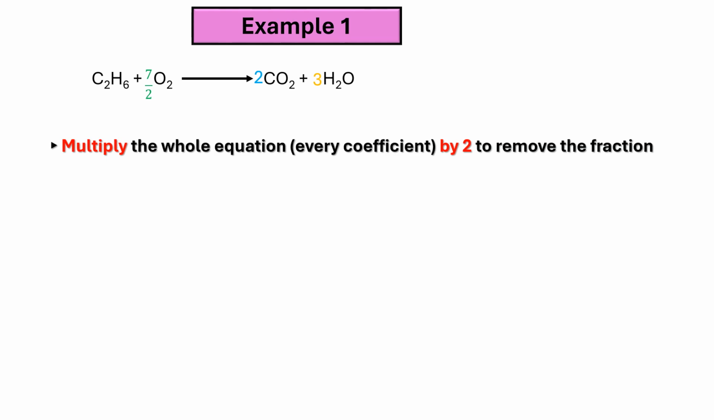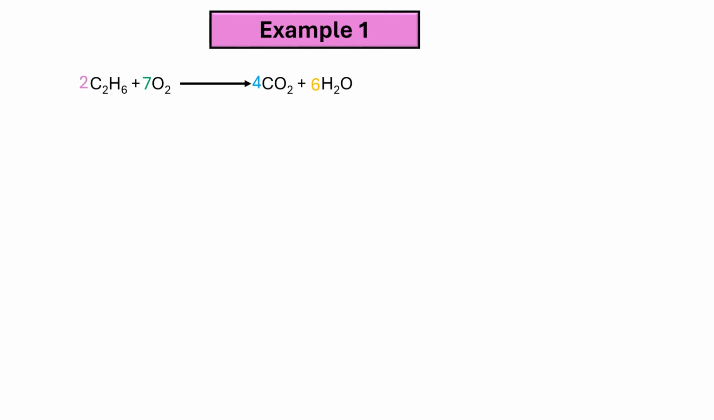Since we are not allowed to do that, we can multiply the whole equation by 2 to remove the fraction. Just like we would do in math, if we have a fraction and we want to get rid of it, we multiply the whole equation by the denominator, 2. So we multiply everything by 2, and that's what we end up with. Now the whole equation is balanced. Now you have to make sure that the equation is simplified and well balanced. So let's verify that the equation is balanced.